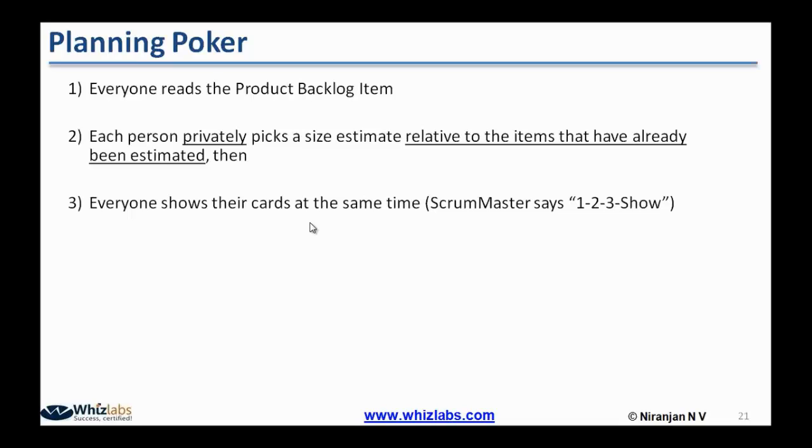Okay, so let us say there are 4 people participating in this exercise. When the Scrum Master says 1, 2, 3, show, the first member says his number is 3 story points. The second team member says my number is 8 story points. The third team member says my number is 11 story points. And the fourth team member says my number is 40 story points.